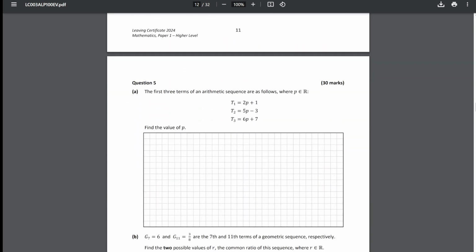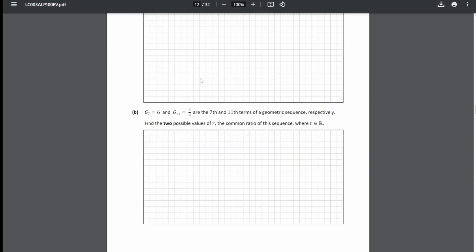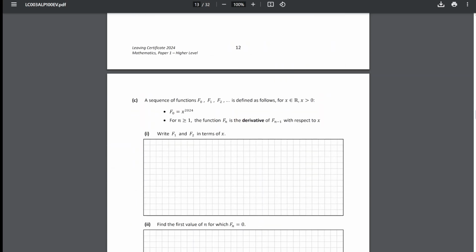Okay. This next one, again, very straightforward. Just take the 2 away. Here you set up some equations with A as the first term and R as the ratio. Just remembering that G7 is AR to the power of 6, and then G11 is AR to the power of 10. So we always take one R down.